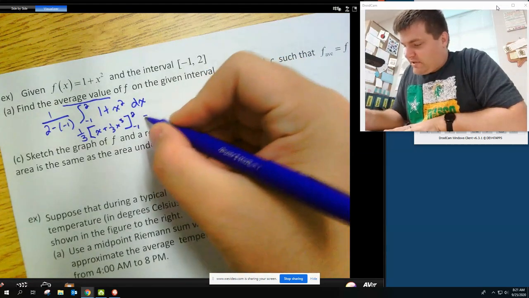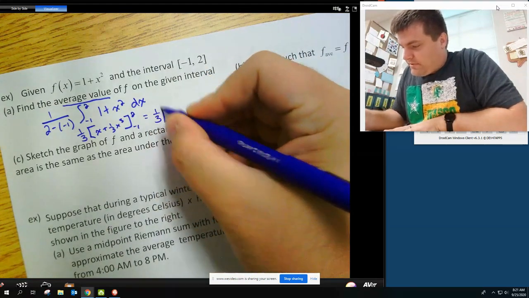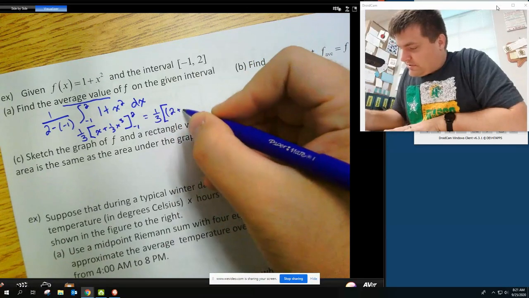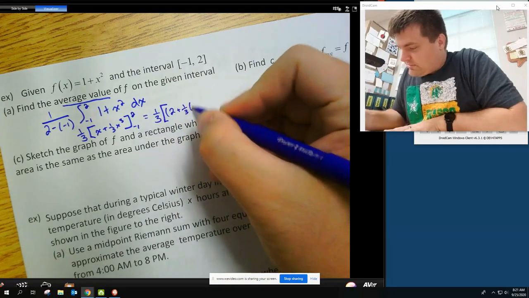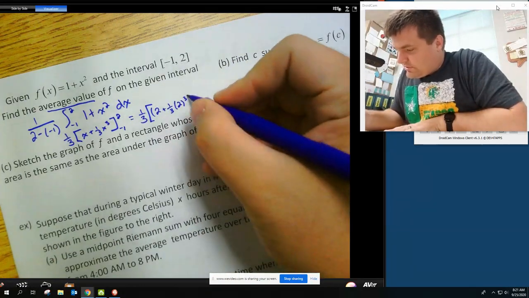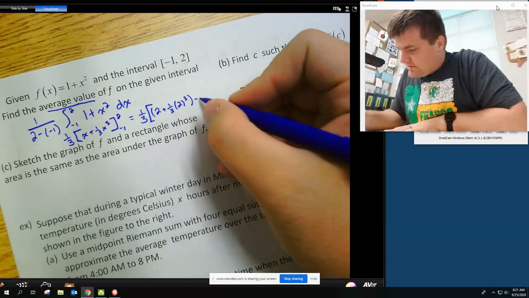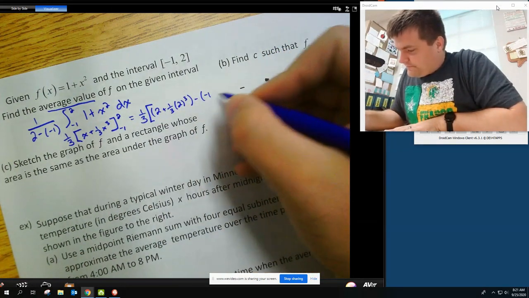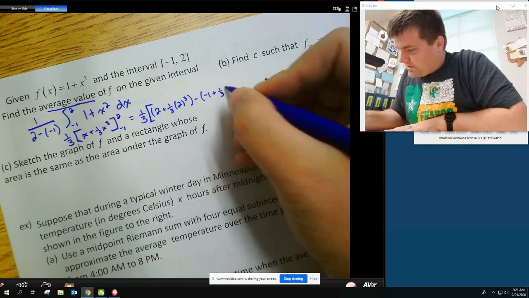So that's going to give me 1/3 of 2 plus 1/3 times 2 cubed, minus -1 plus 1/3 times -1 cubed.